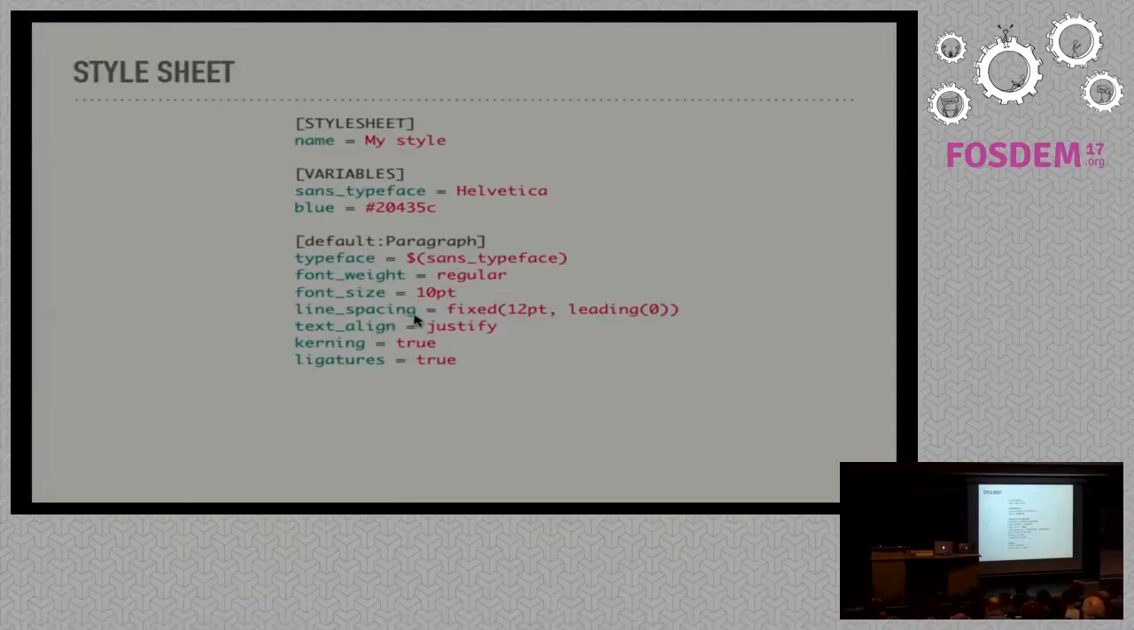Then we have the body style. This is a style for body paragraphs, so most of the paragraphs in your document. It has default as the base style, so it basically inherits all of these properties and adds the space above property. And then we also have an inline text style for emphasized text, and this sets the font's slant to italic.